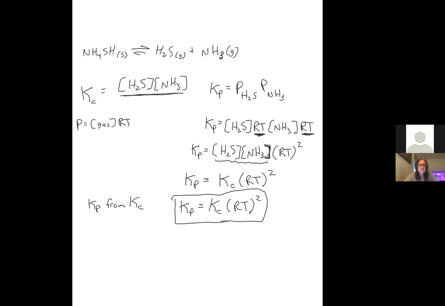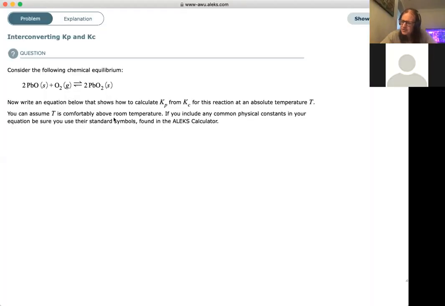Now let me see if there are any more complicated ones. Oh, here's another one. I'm going to show you one more. Okay, these are kind of fun. And then we'll call it quits for this one. It's a very different kind of problem than you're probably used to doing. It's almost like a math problem, right? So again, Kp, Kc. So consider the following chemical equation. See, it's 2PbO, that's lead(II) oxide solid, plus O2 gas in equilibrium with lead(IV) oxide.